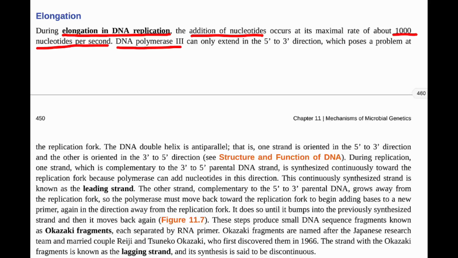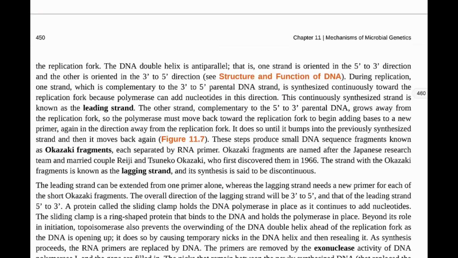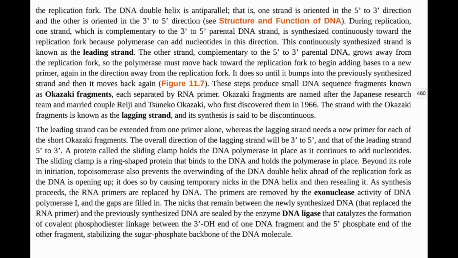Remember, DNA polymerase III can only extend in the 5' to 3' direction, which means it can only add a new nucleotide to the 3' end, the 3' hydroxyl group at the replication fork. Our DNA double helix is anti-parallel, which means that one strand goes 5' to 3', the other 3' to 5'. So we have this issue, as we mentioned, where we're not able to add on to a 3' end on the lagging strand.